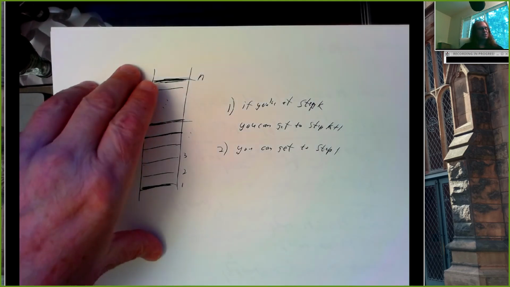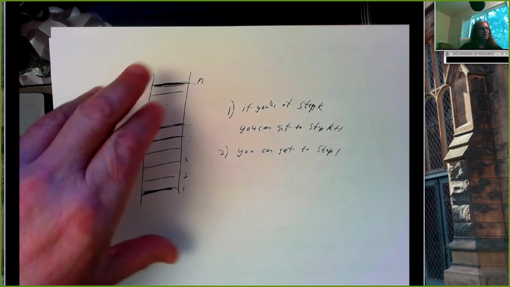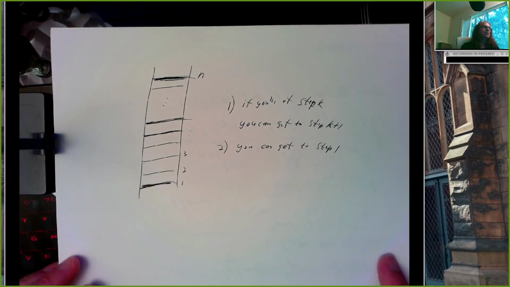So we'll dig into this on Monday. I'll make a few comments about the midterm. Midterm will be on Wednesday, and then Friday we'll continue with induction.